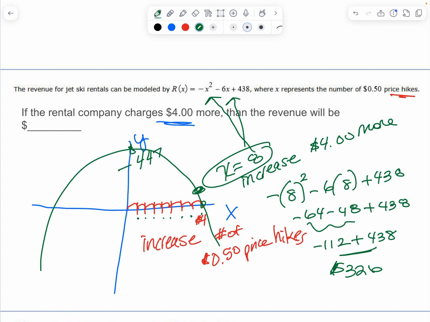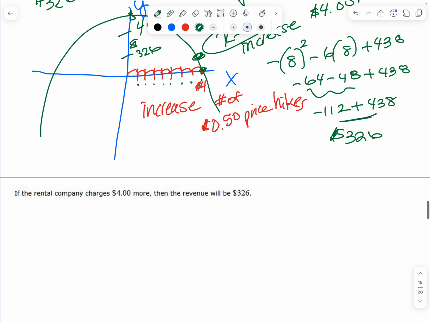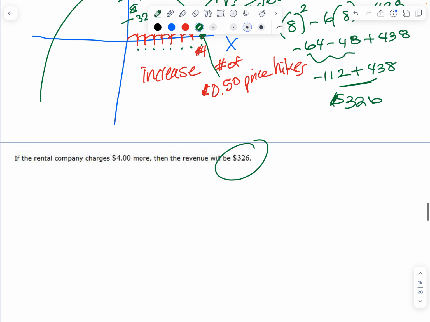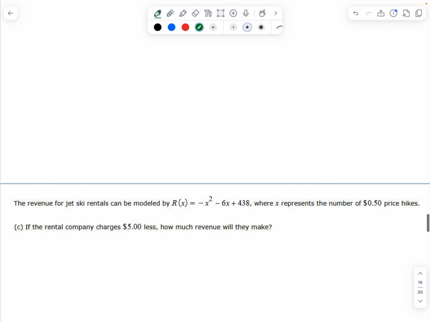So maybe that's right here, 326. Definitely less than 447. So if they want to not maximize their money, they want to charge another $4 more for the jet skis, they're not going to make but $326. Okay, yep, good. All right, so far we're on track.